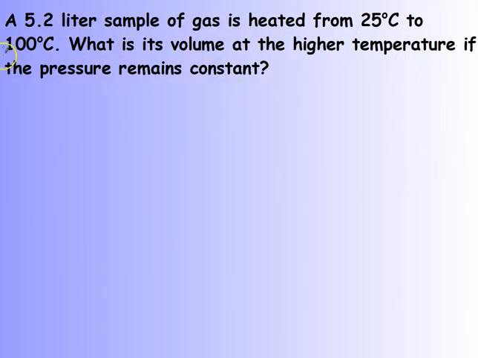Looking at this problem here, I'm going to start labeling. A 5.2 liter, that would be volume 1, sample of gas is heated from 25 degrees to 100 degrees. So this would be temperature 1. But you have to remember, we are never going to use degrees Celsius in this unit. You will always have to change it to Kelvin. And so to change it to Kelvin, remember I'm going to take 25 and I'm going to add 273 to it. And that's going to give me 298 Kelvin. So this is the number for T1 that I'm going to use.